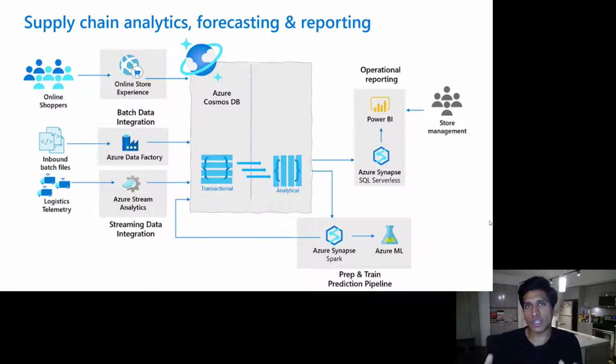This architecture shows the power of leveraging Cosmos DB as the cloud-native operational database and Synapse Link to power supply chain analytics, forecasting, and reporting.